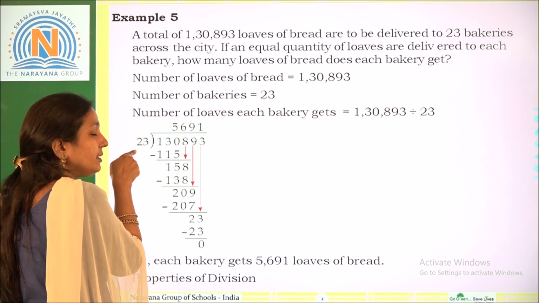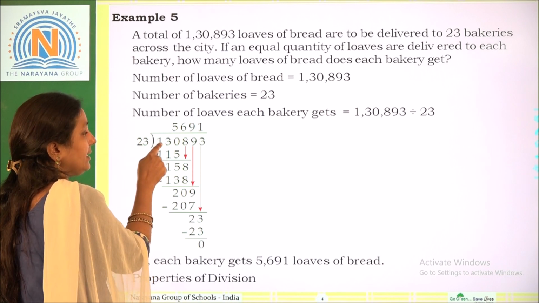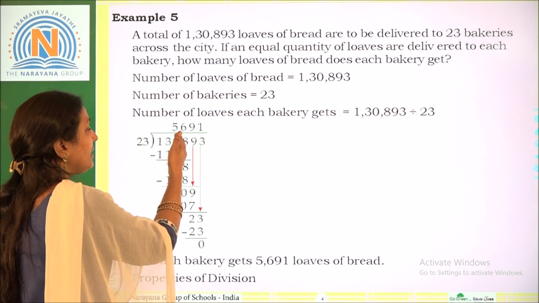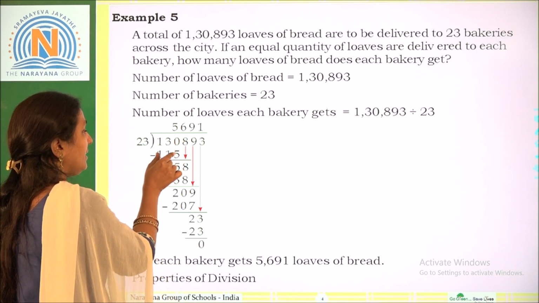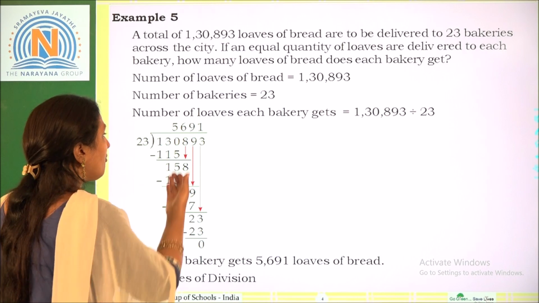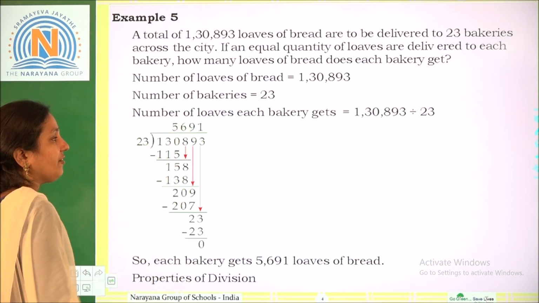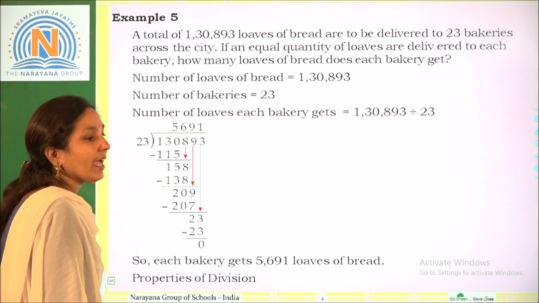So here a 2-digit number is there, 23, and if I take 13, 13 is smaller than this number. Next number I am taking 130. Now how many times can I take it? Approximately 5 times. 5 23s are 115, so from 130 I have to subtract.